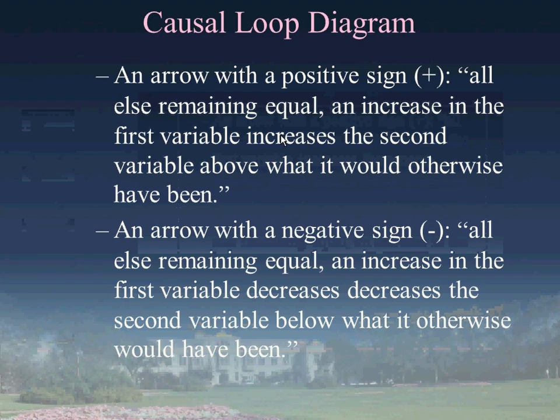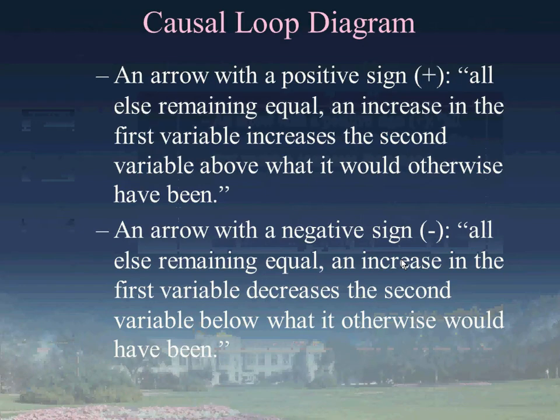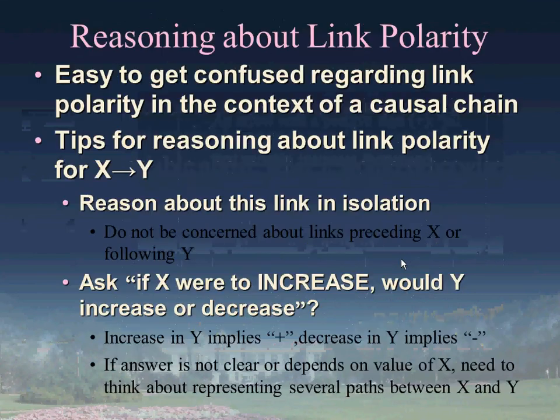Okay, so there we go. So x to y, if it's a plus, if we increase x, it'll tend to increase y compared to the value it otherwise would have had. By contrast, if we have a negative sign associated with the arrow, all else remaining equal, an increase to x will tend to decrease y below the value it otherwise would have had. So it'll tend to depress it. It'll tend to reduce it compared to the value it would have otherwise had.